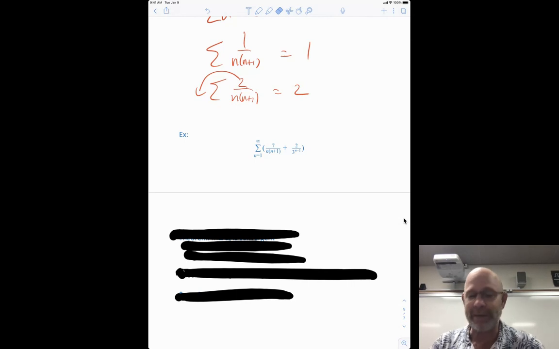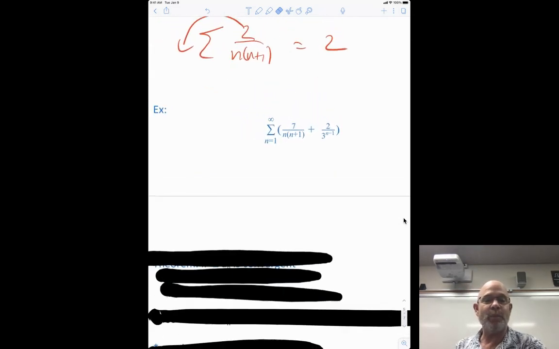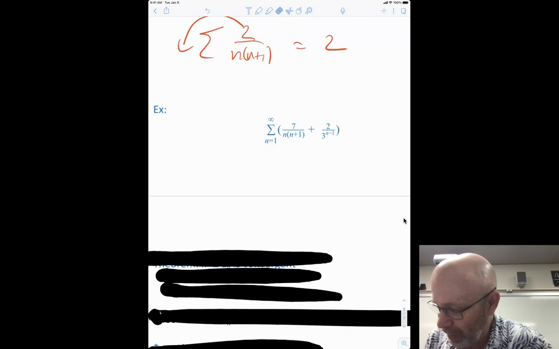All right, so here we go. I said before, this is kind of the last example, that we can actually find the sum. So here's the question on this one: does this converge or diverge? And if it converges, what does it converge to? Okay, so I'm going to walk you through this one and tell you how to do it.